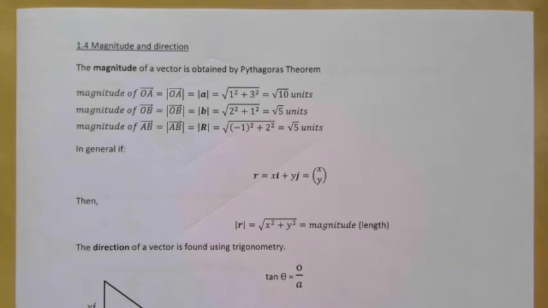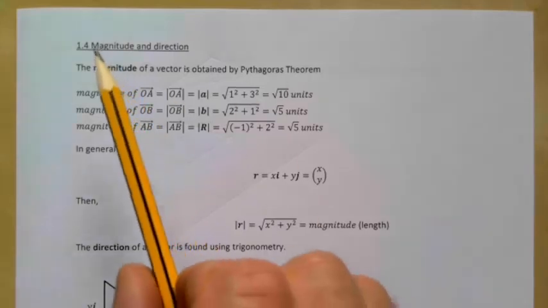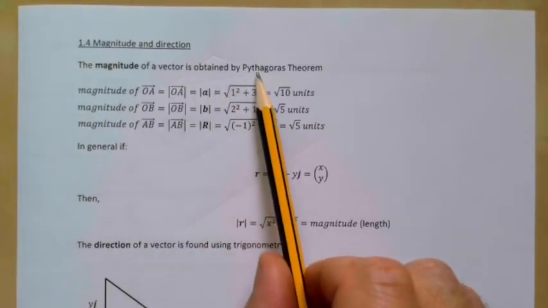This is AS Maths Pure. We're looking at Unit 1 notes, and this is 1.4, the magnitude and direction of vectors. So the magnitude of a vector is obtained by the Pythagoras theorem.